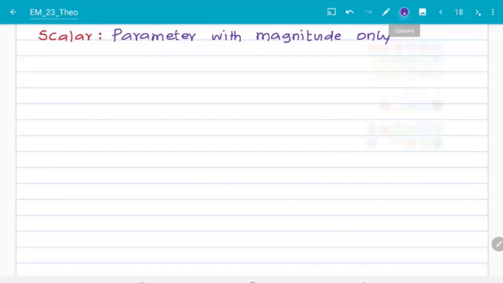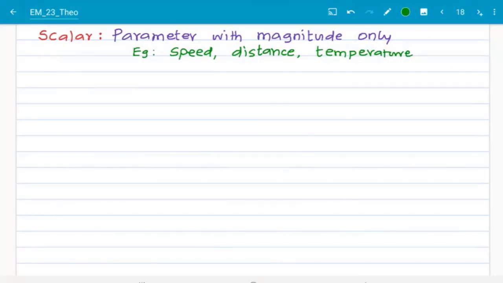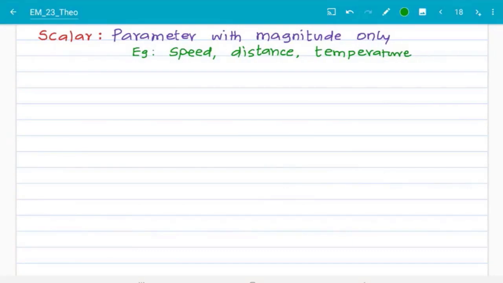Example. What are the examples we can give? Regularly expected examples: speed, distance. Very good. These two are regularly expected examples. Then temperature also. All the temperature and heat related problems are called scalar problems. We have a special name for the temperature problems, right? Scalar problems.